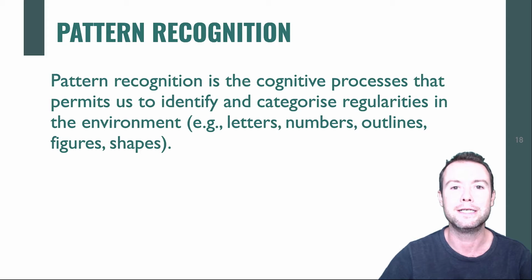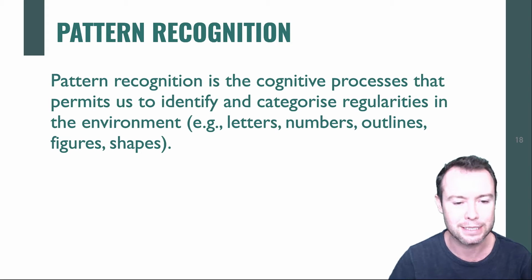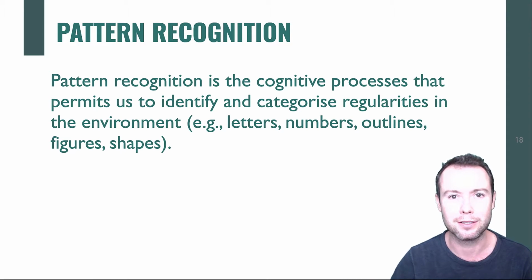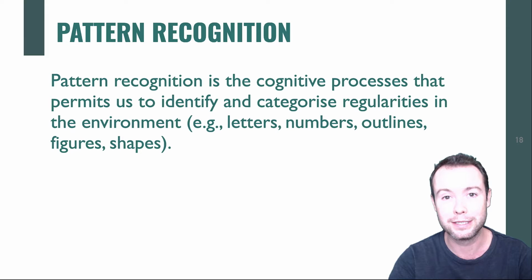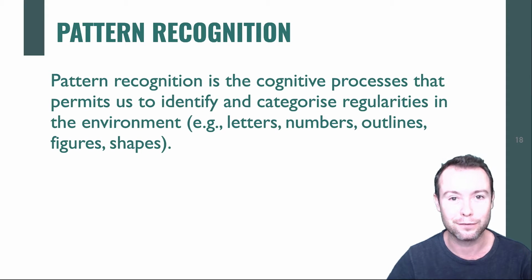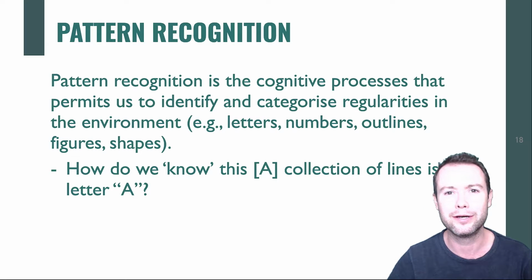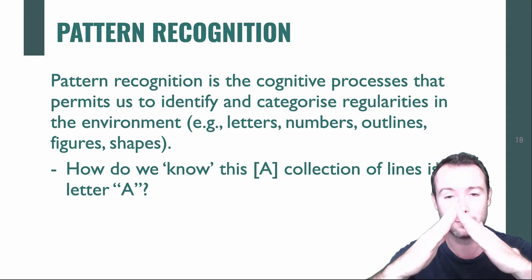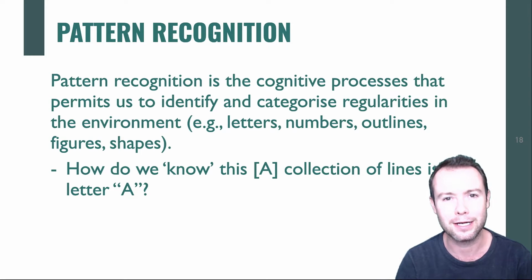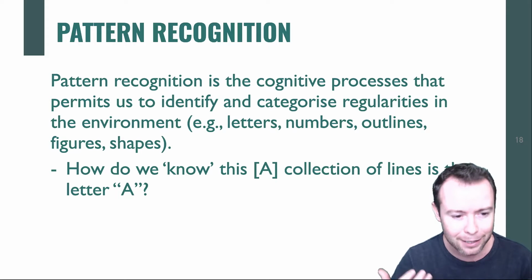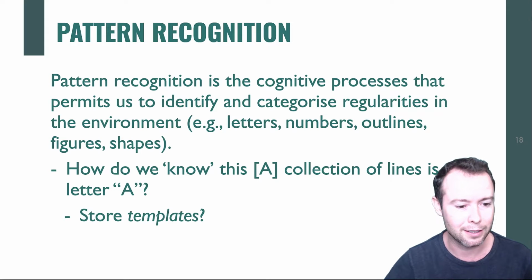So pattern recognition is basically this cognitive process that allows us to identify and categorize regularities in the environment. This can extend to letters, numbers, outlines, figures, any sort of shape. As long as we can discern the edge of it, it's going to involve some degree of pattern recognition to identify it. For example, how do we know that this collection of 3 lines, so 2 lines that point up towards each other and meet at the top, and then 1 horizontal crossbar, is the letter A? How, from seeing that particular pattern, do you access this concept of A in your brain?